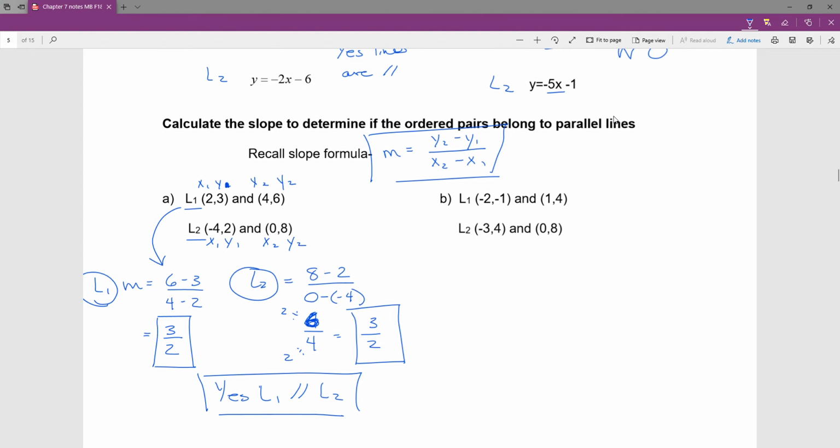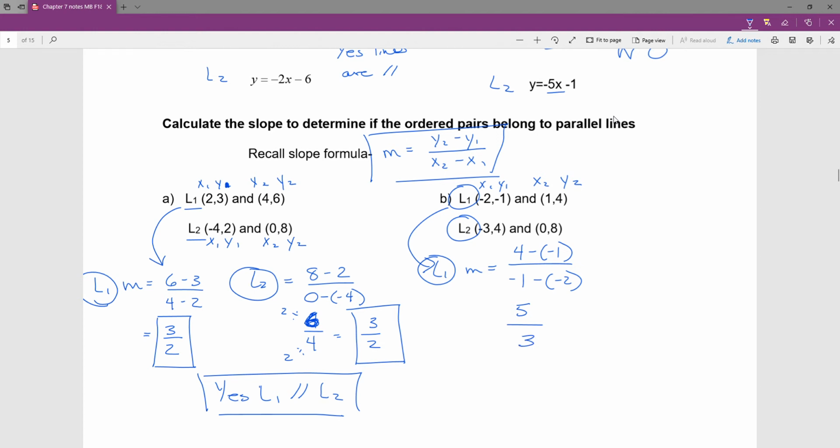Another one to try there. I'll just let us work through this one. So line 1 and line 2, again, what we're going to do is calculate the slopes and then compare them to answer: are the lines parallel or not? So for line 1, I'm going to calculate the slope. So I get a final answer here of 5 over 3.